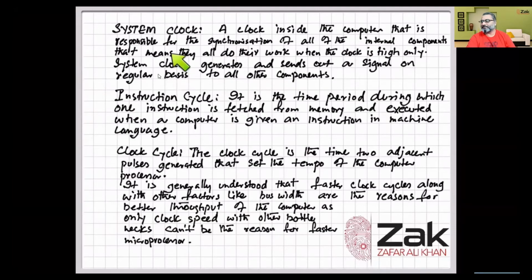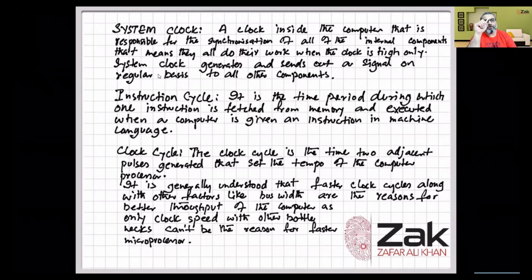So, the system clock. A clock inside the computer that is responsible for the synchronization of all the internal components, that means they all do their work only when the clock is high. You see the system clock goes like this: on, off. If it is a 1 second cycle, 1 second has got so many milliseconds, so many microseconds. So the clock does not go by seconds. The clock goes like on, off, on, off, on, off.